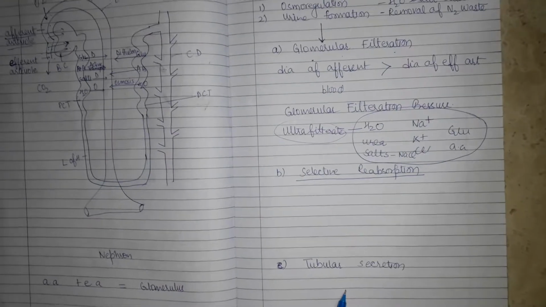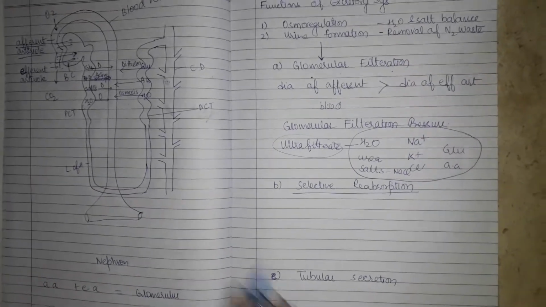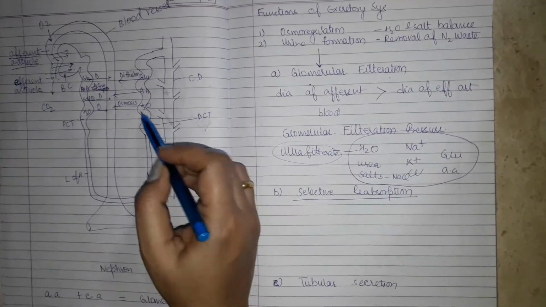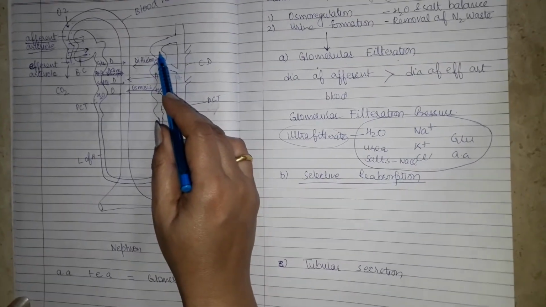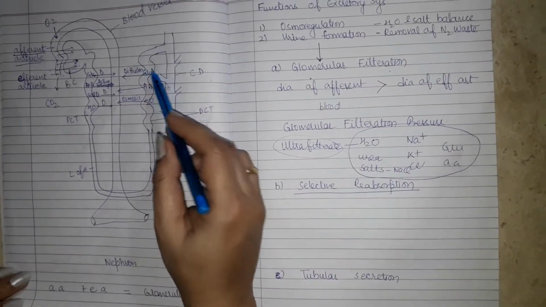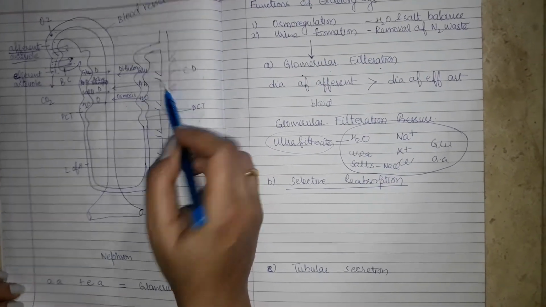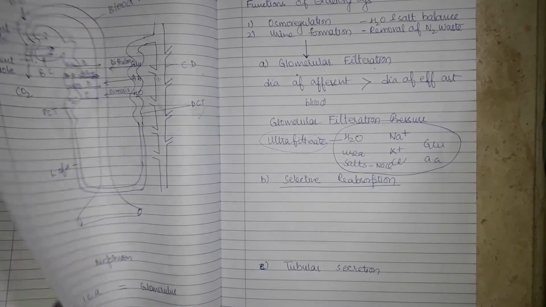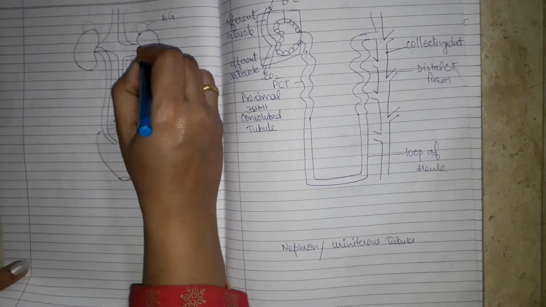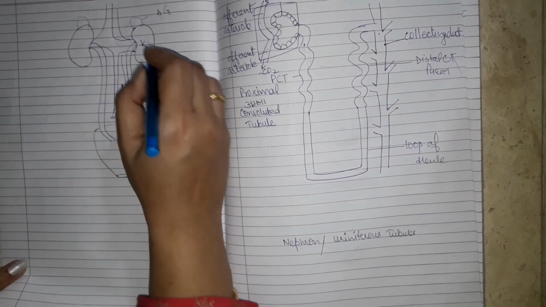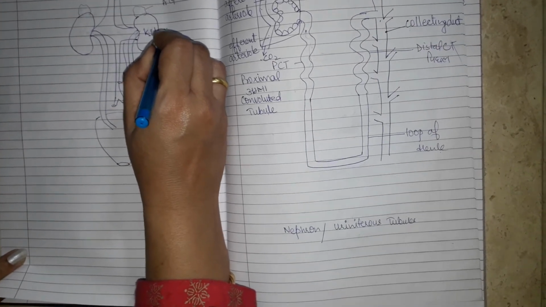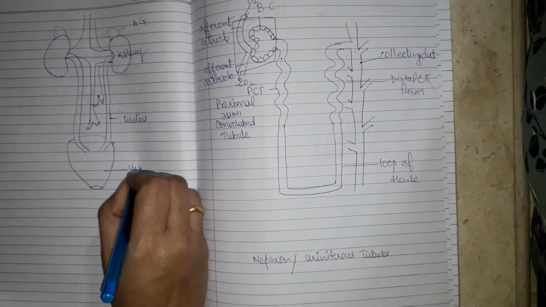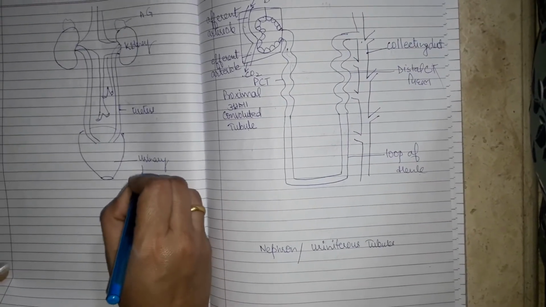And third is tubular secretion. The filtrate passes through the proximal convoluted tubule, loop of Henle, distal convoluted tubule. From the distal convoluted tubule it enters into the collecting duct, और collecting duct में ये कहाँ जाएगा? Collecting duct से it will enter inside the kidney. From the kidney it will go into the ureter and then it will get accumulated in the urinary bladder.